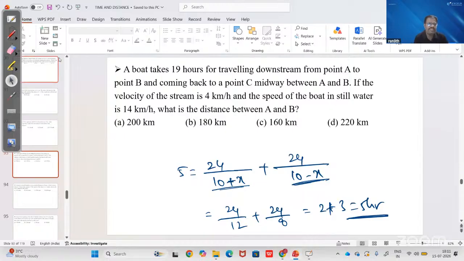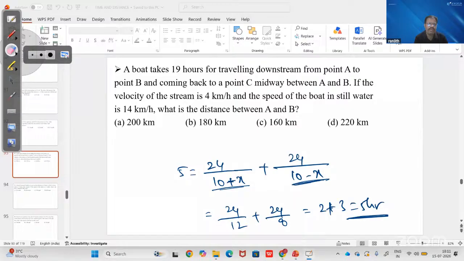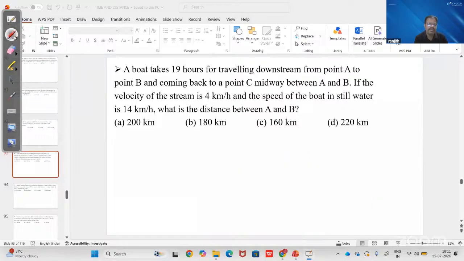A boat takes 19 hours for traveling downstream from a point A to B, coming back to C, midway between A and B. If the velocity of stream is 4 kilometers per hour, speed of boat in still water is 14 kilometers per hour. What is the distance between A and B? Time equal to distance by speed. Time equal to 19 hours.